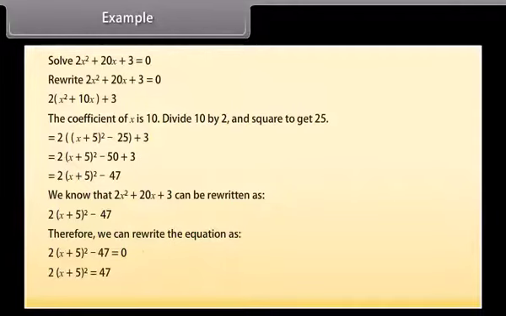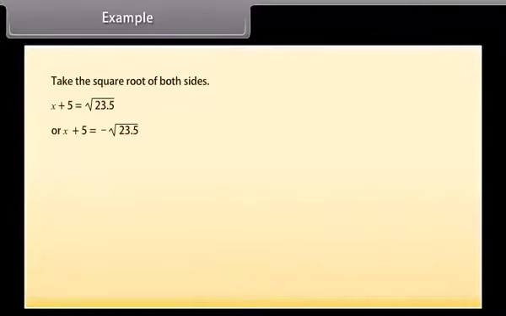2(x + 5)² is 47. Now dividing both sides by 2, we get (x + 5)² = 23.5. Take the square root of both sides. x + 5 = √23.5 or x + 5 = −√23.5.